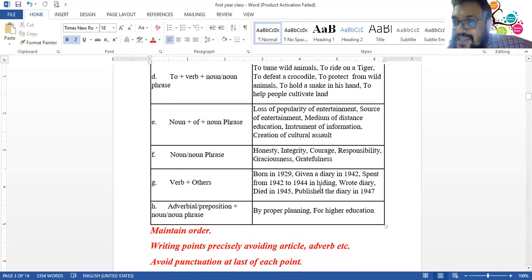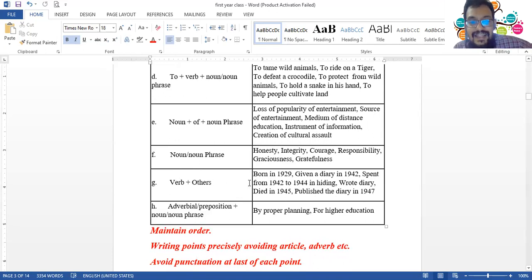What you cannot use? You cannot use a complete sentence. I eat rice, you cannot use. Eating rice, you can use. Eaten rice, you can use. To eat rice, you can use. But you cannot say I eat rice.